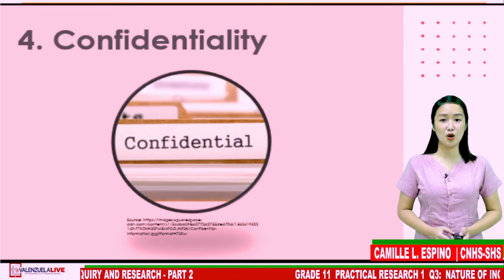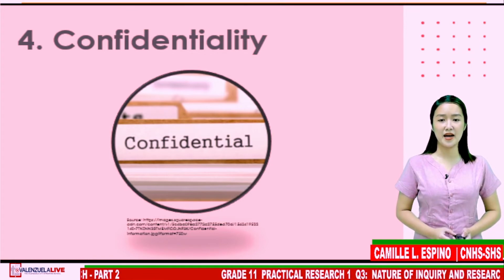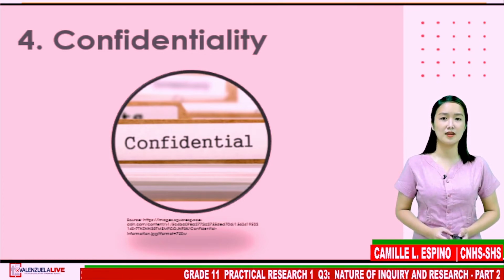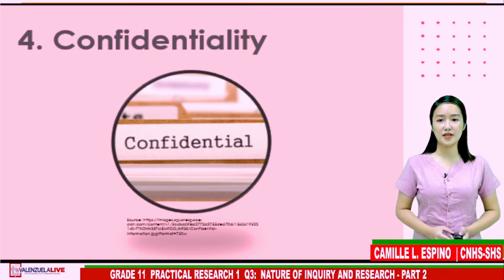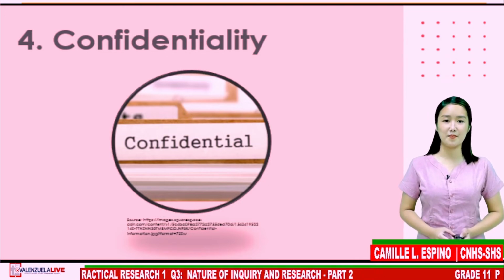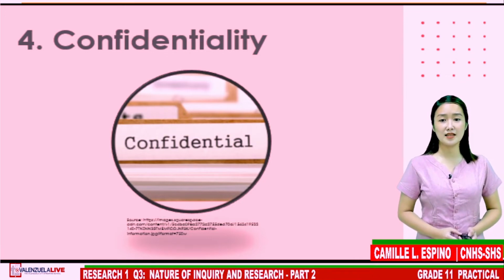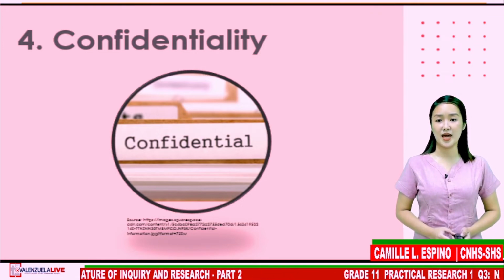Next is number four, confidentiality. Confidentiality means that you know who the participants are, but you remove all the identifying information from your report. All participants have a right to privacy, so you should protect their personal data for as long as you store or use them. Even when you can collect data anonymously, you should secure confidentiality whenever you can.